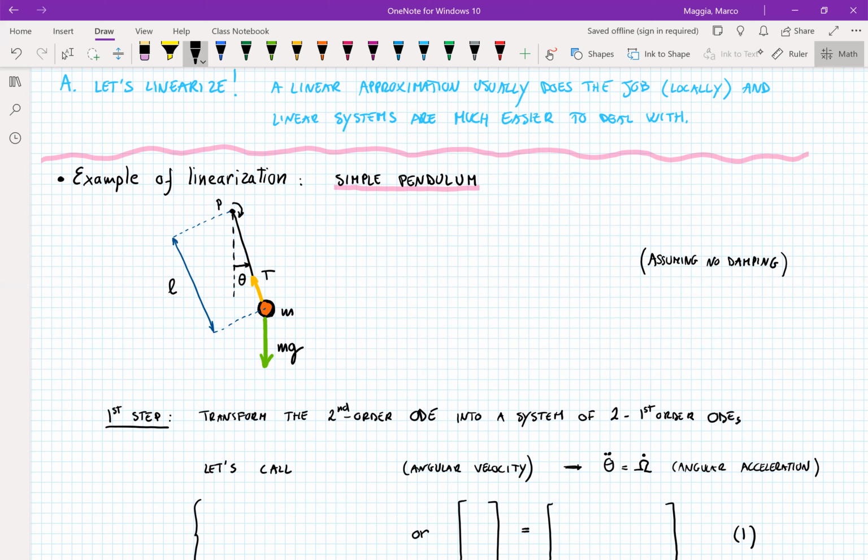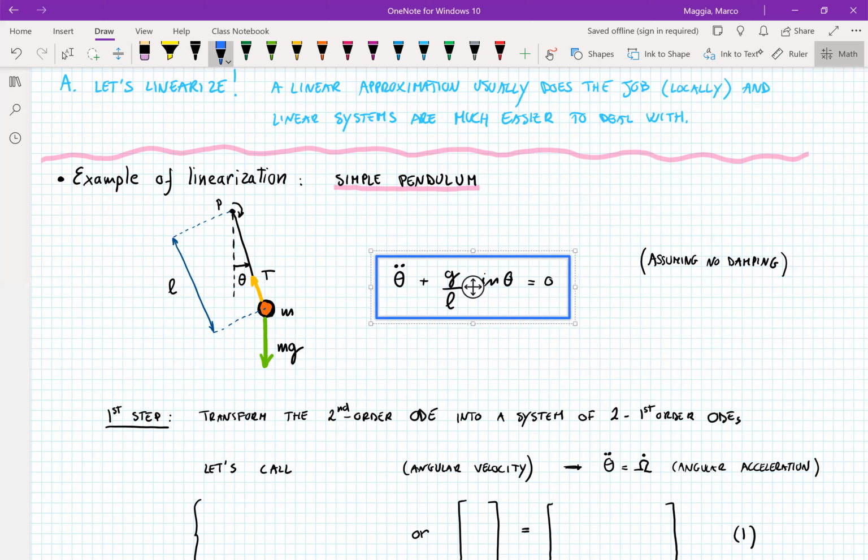If we neglect damping due to, for instance, drag with the air, then the equations are really simple. We have a second order equation given by theta double dot plus g over L times sine of theta equals 0. Assuming that there aren't any other forces acting on the pendulum, this is the ODE describing the dynamical behavior of the pendulum itself.